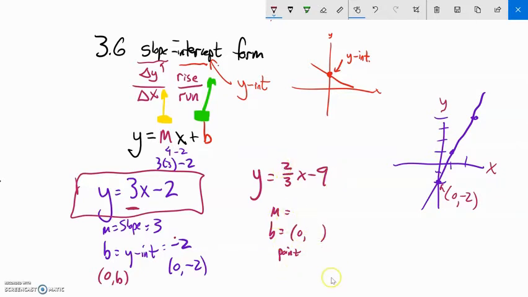So let's see, m. Looks like m is 2/3. 2/3 times x, that's my slope. That's how steep this line is. And b is negative 9. So there it is right there.